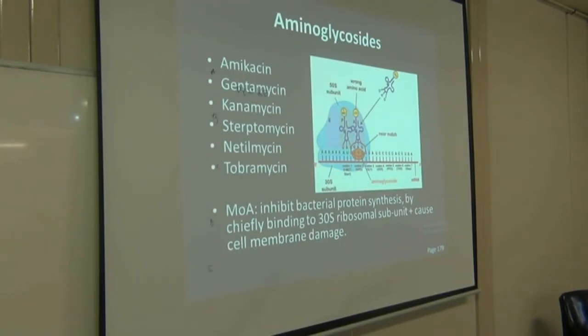Kanamycin? Have any of you heard about kanamycin? What is it used to make? Streptomycin. Okay, streptomycin is used for? Streptomycin was one of the first drugs they used to treat TB. It's not really used to treat TB anymore.